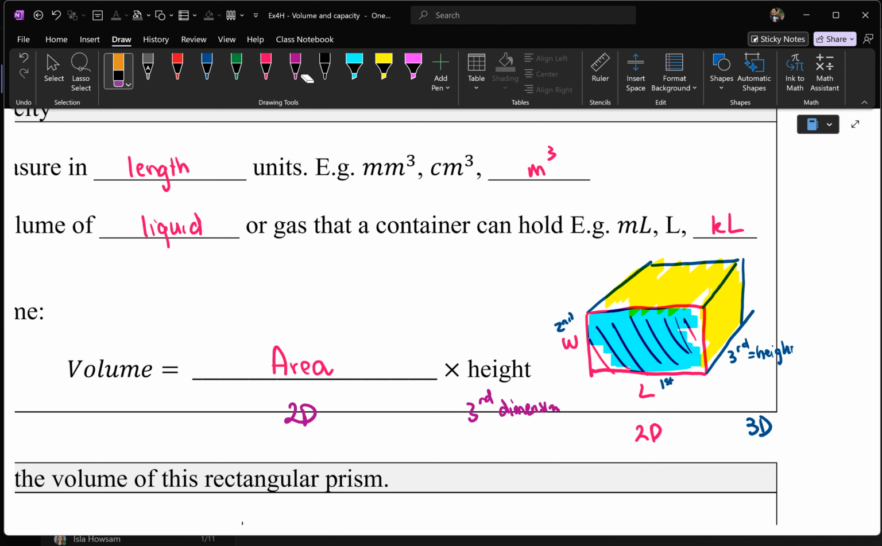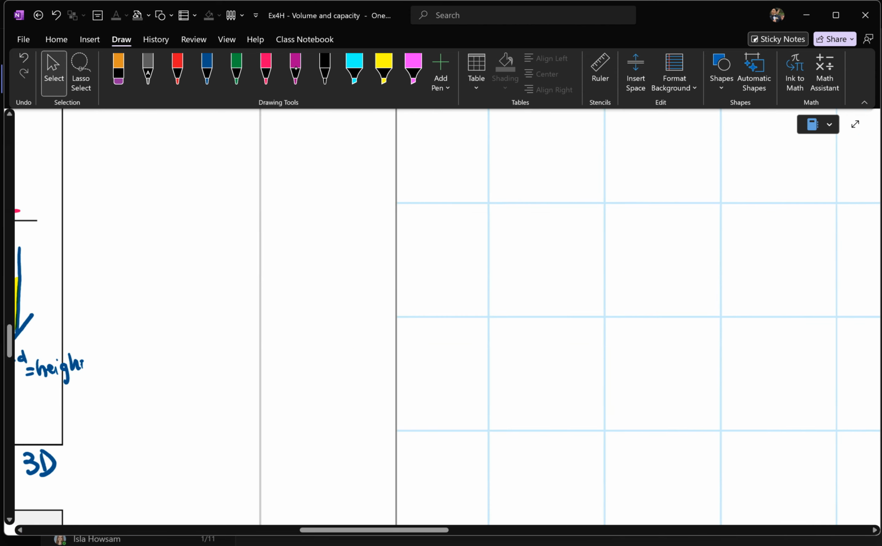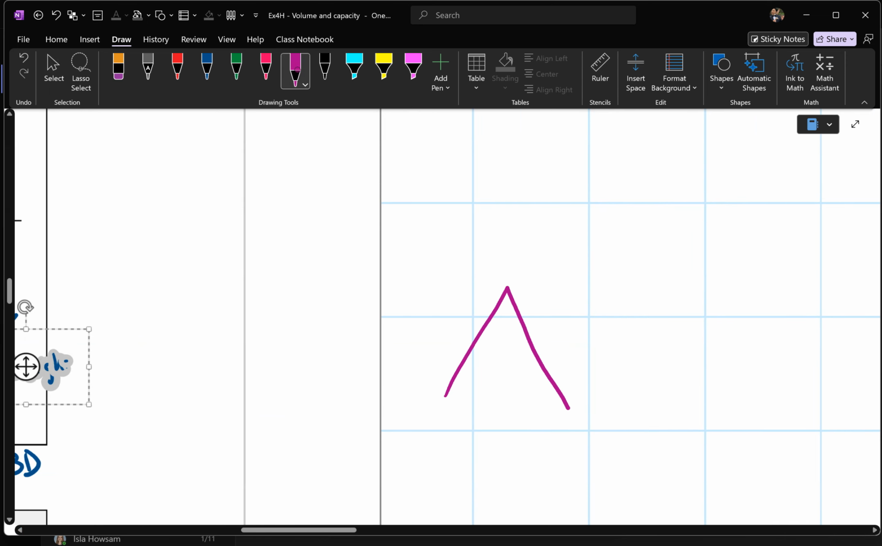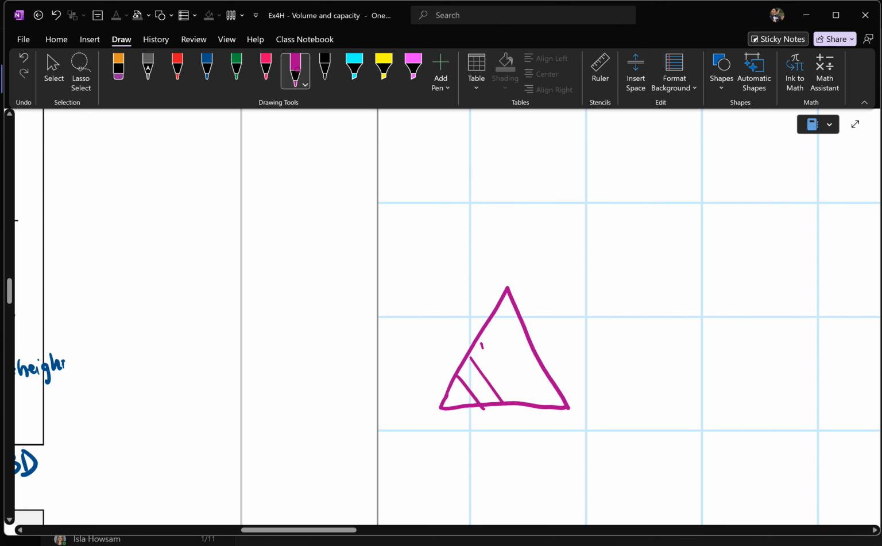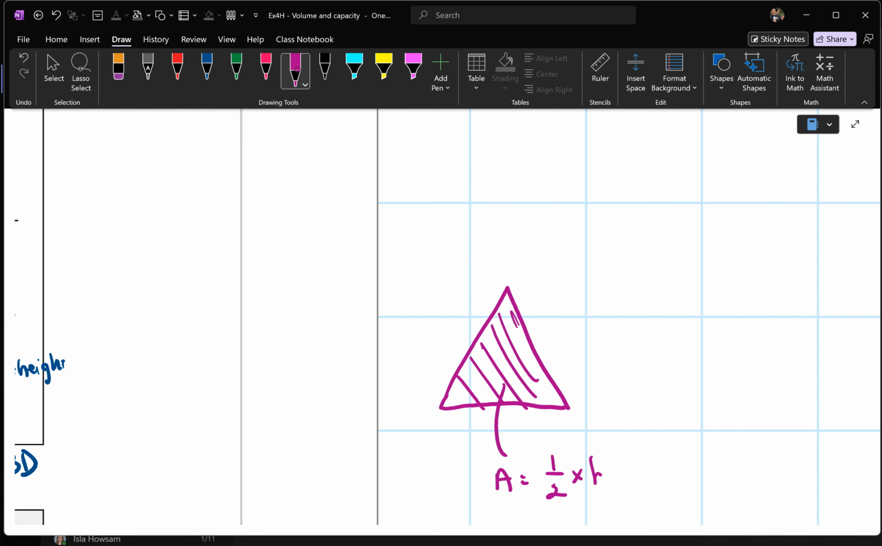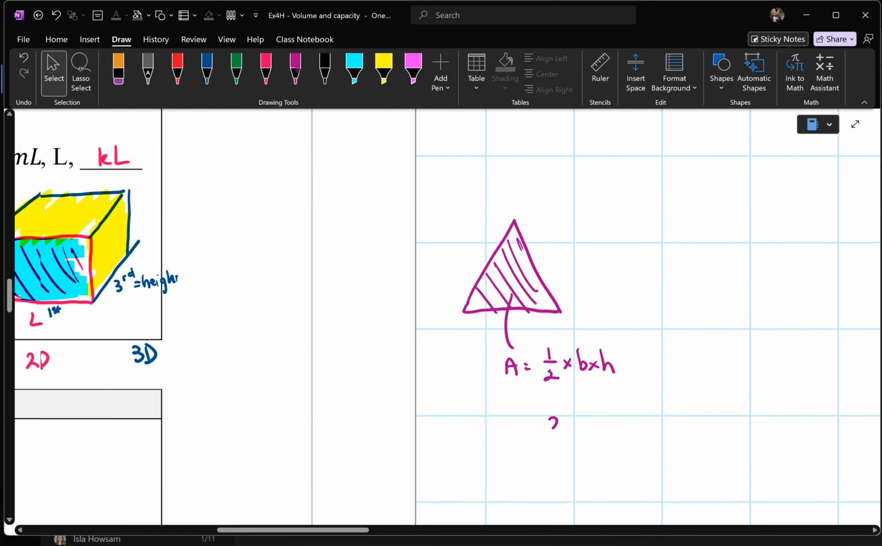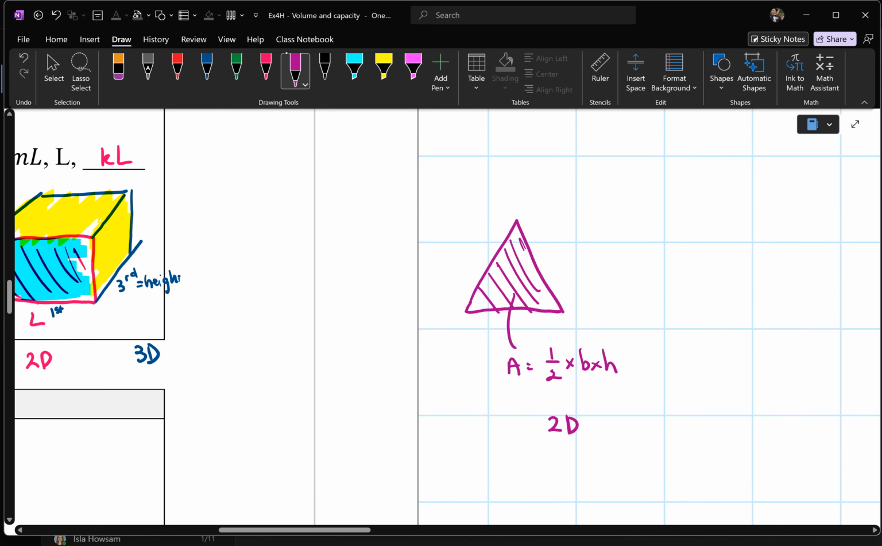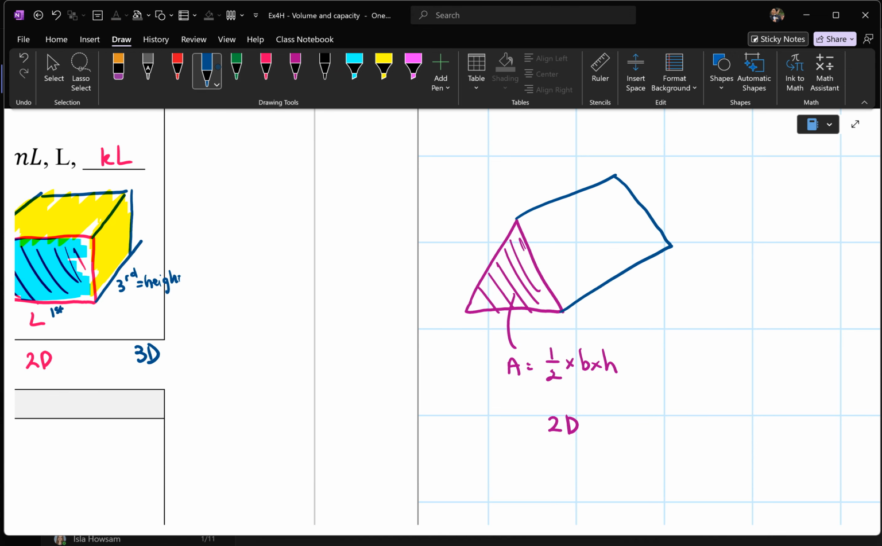So in a triangular prism, as an example, if I just draw on the side, if I drew a triangle, the area of this we know is half times base times height. That's 2D. So at the moment, this is a 2D shape. But if you add in a third dimension like this, that now becomes a triangular prism.